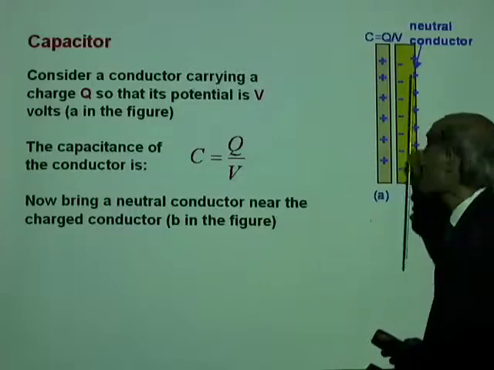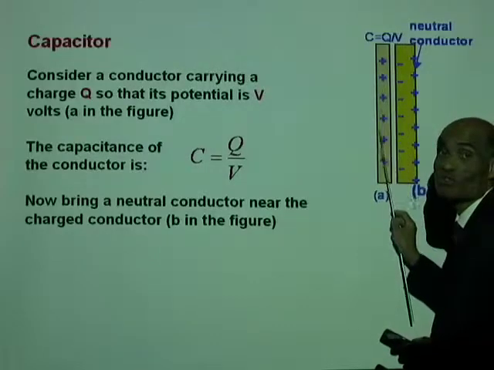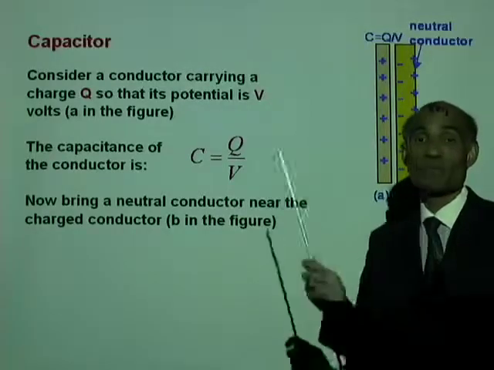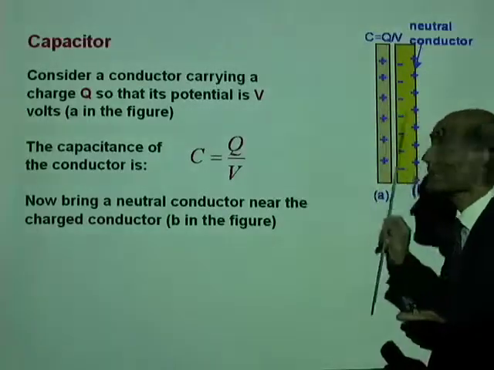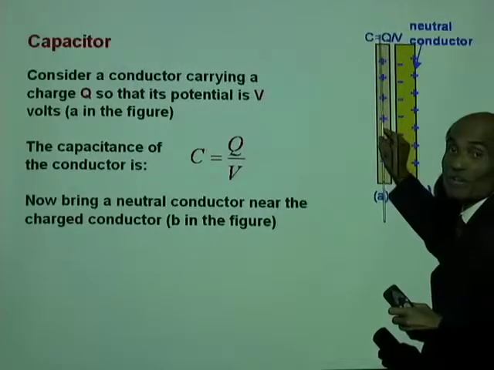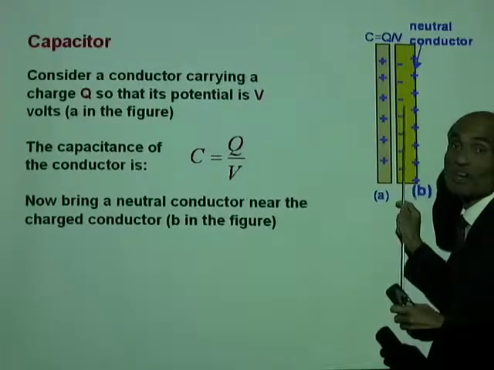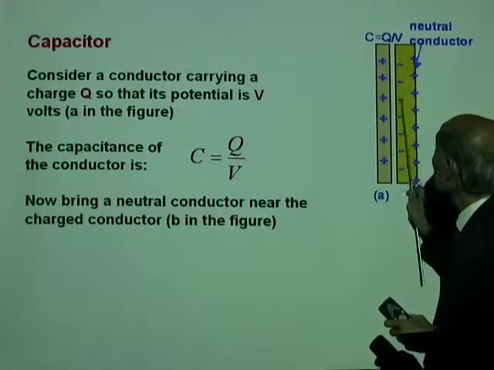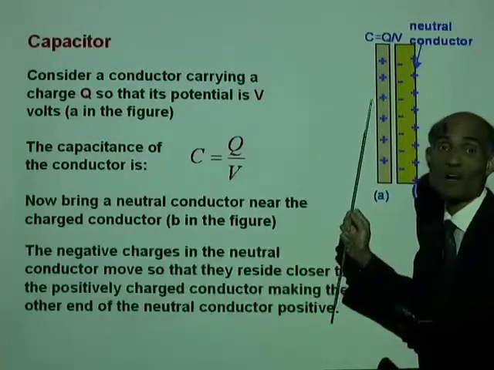What is polarization? Negative charges will move so that they reside close to the positive charged object. That means leaving the other end positively charged. You have a split of charges in the neutral conductor. As a result, the influence of these negative charges is going to be felt on our charged conductor. You know that the potential of a negative charge is negative. So, the presence of these negative charges will produce a negative potential on our charged object.